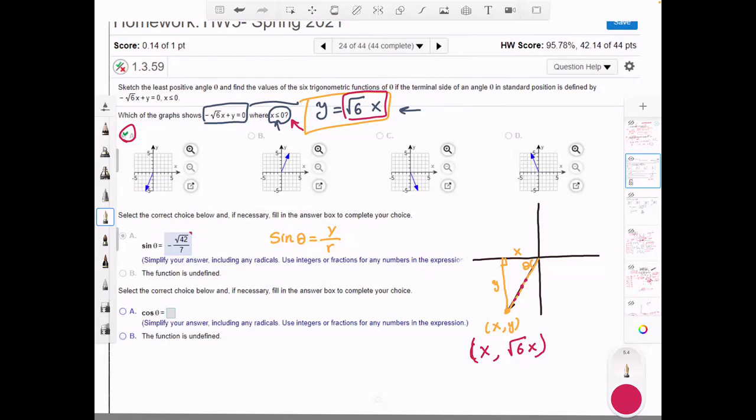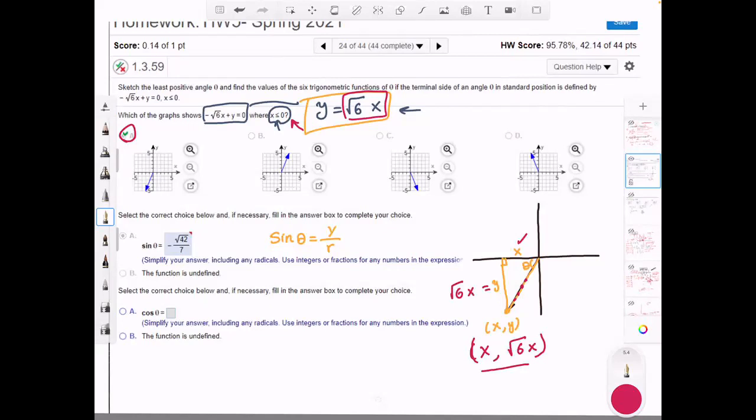So we're going to use the Pythagorean theorem. Let's see what I get. So x, we are okay. Wow, not a good day. But so we have x and y. We use the Pythagorean theorem. X is okay. Instead of y, I'm going to put root 6x.